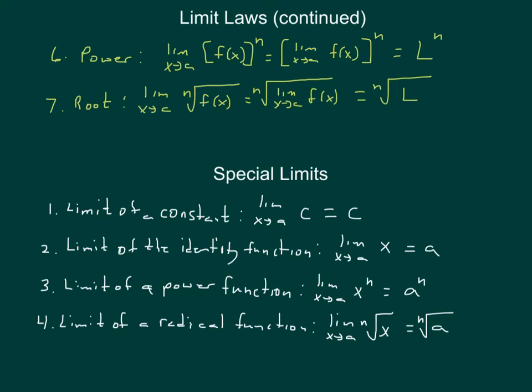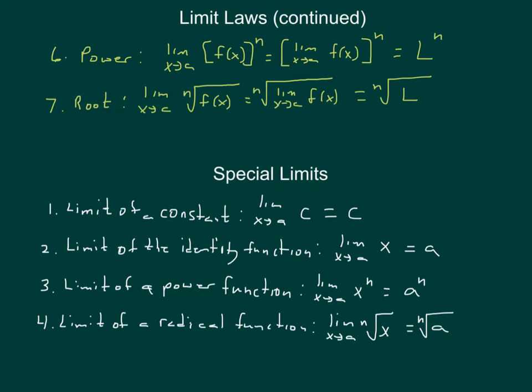The first one is the limit of a constant. In other words, if I take the limit as x approaches a of some constant c, well, that's just going to equal c. Again, we don't have an x to plug anything in, so we're just going to get that out. The limit of the identity function, in other words, the identity function is y equals x. The limit as x approaches a of x, well, that's going to be a. The limit of a power function, where we have x to the n, the limit as x approaches a of x to the n is a to the n. And the radical function, the limit as x approaches a of the nth root of x, is going to be the nth root of a.